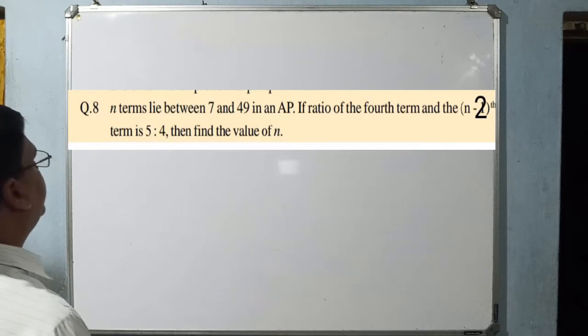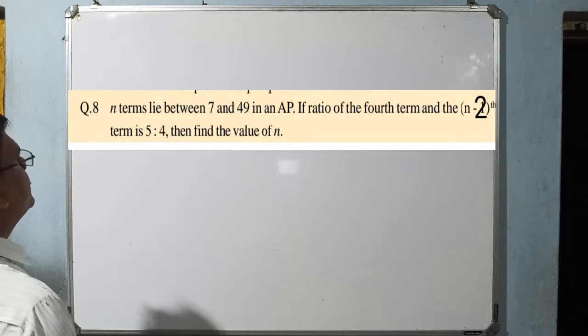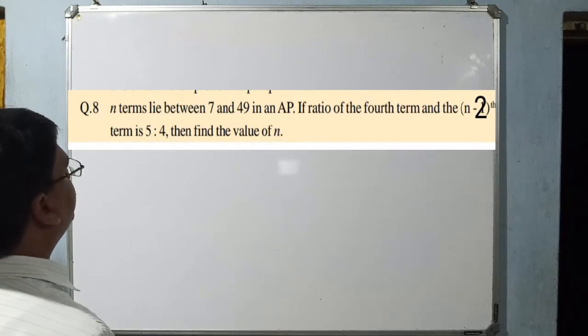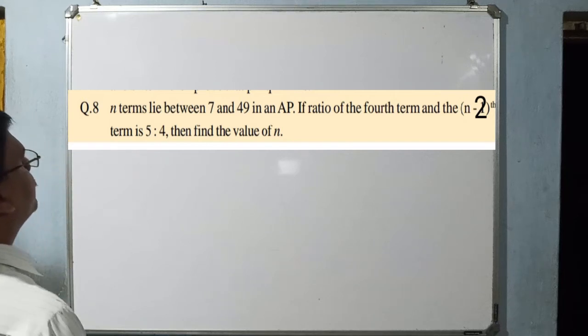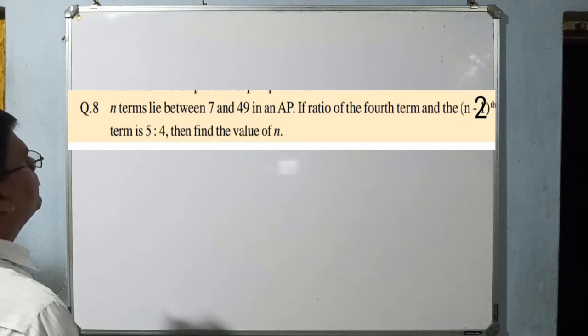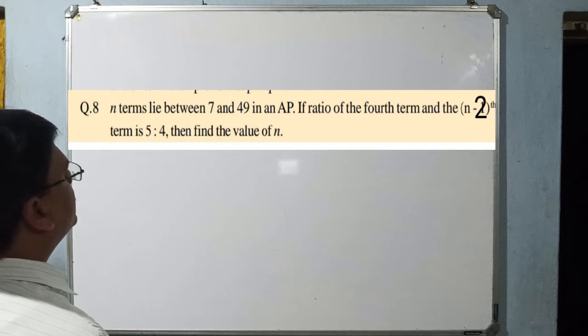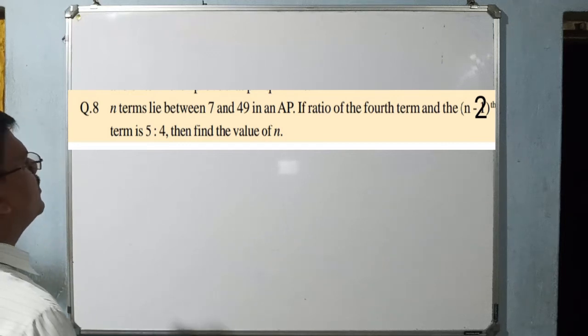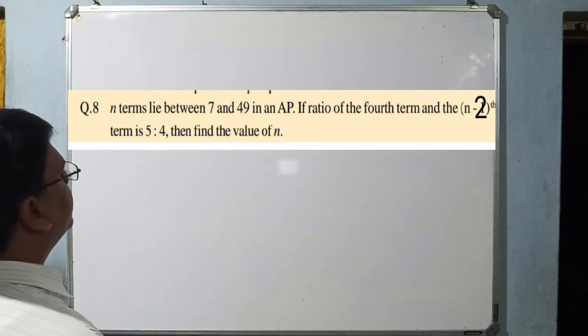Proved. Question 8. n terms lie between 7 and 49 in an arithmetic progression. If the ratio of the fourth term and the n minus second term is 5:4, then find the value of n.